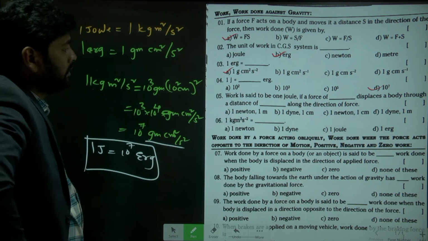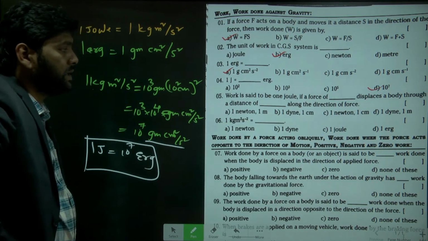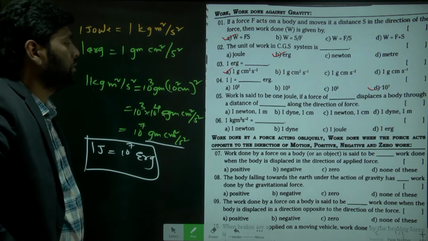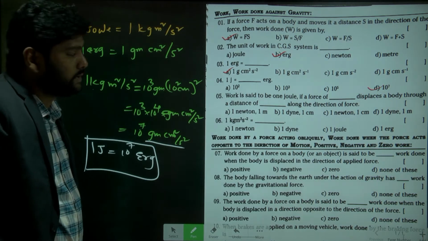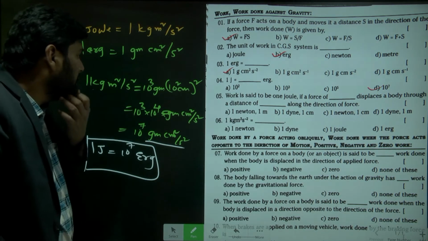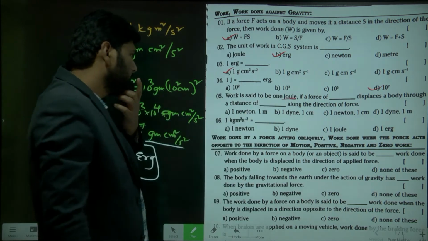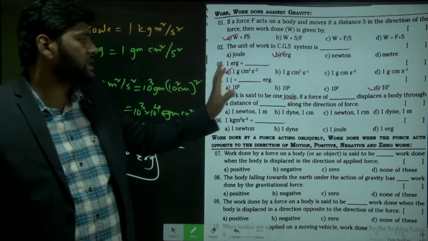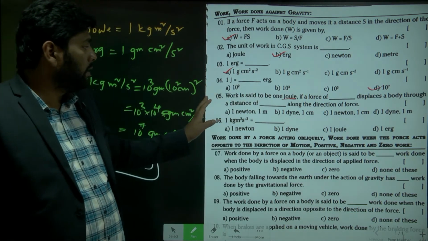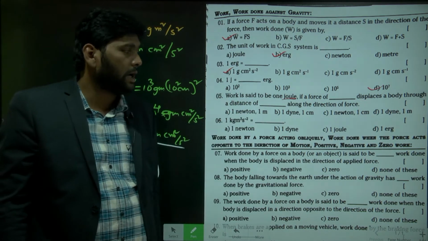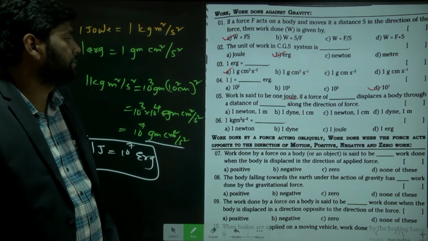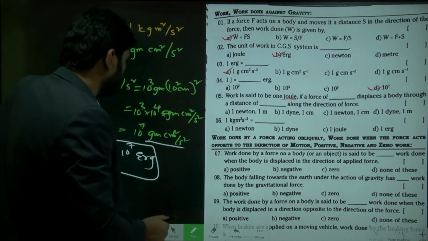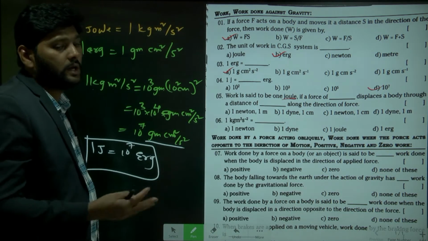Okay. Now next question. Work is said to be done 1 joule if a force of dash displaces a body through a distance of dash along the direction of the force. Tell me. When is work said to be 1 joule? A force of how many newtons? You can get this answer by using the general formula for work done.